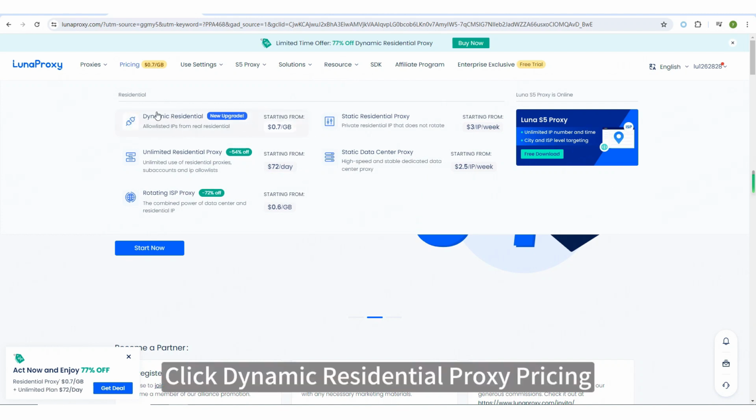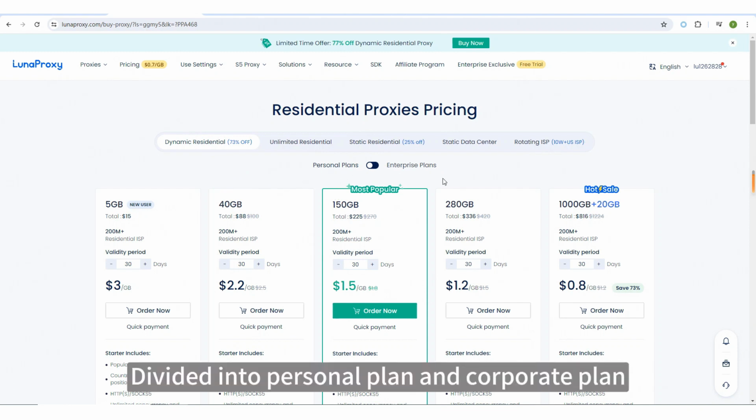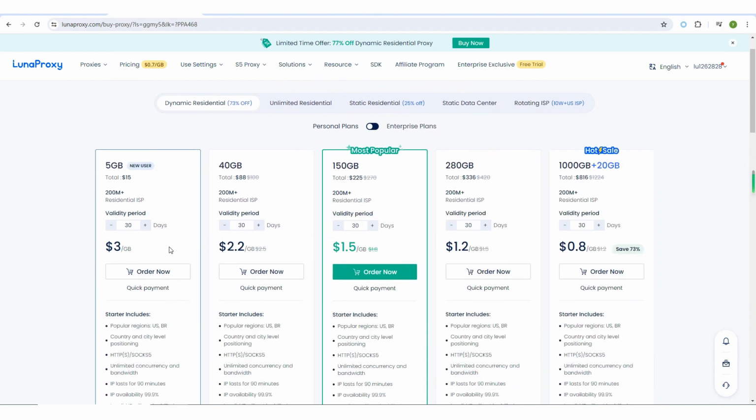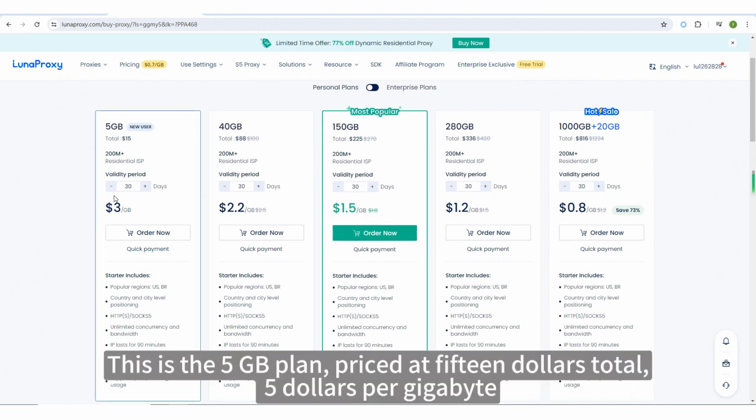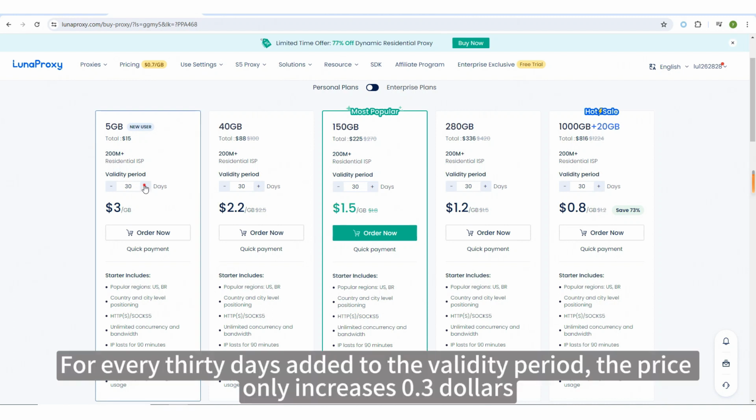Click Dynamic Residential Proxy Pricing. Divide it into personal plan and corporate plan. This is the 5 GB plan, priced at $15 total, $5 per gigabyte. For every 30 days added to the validity period, the price only increases $0.3.